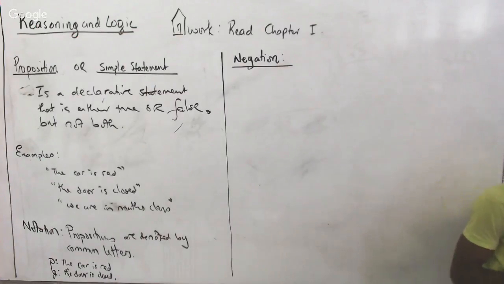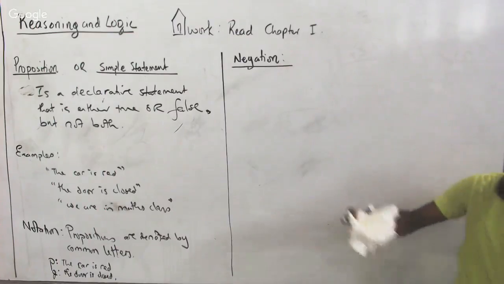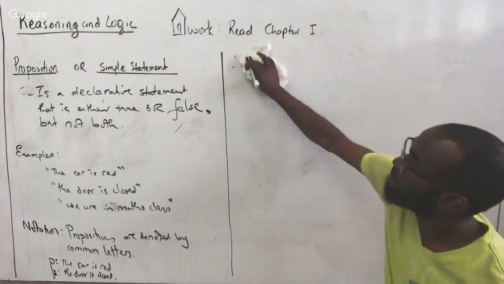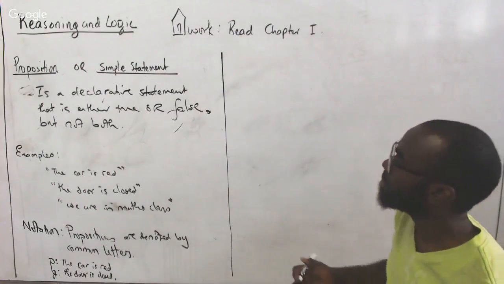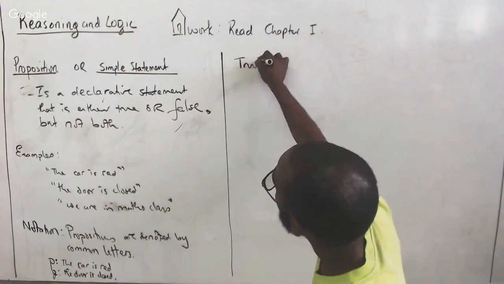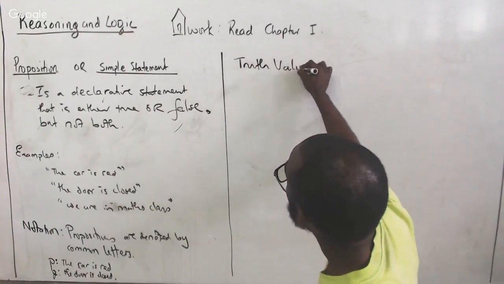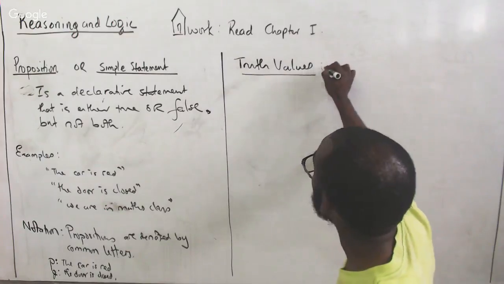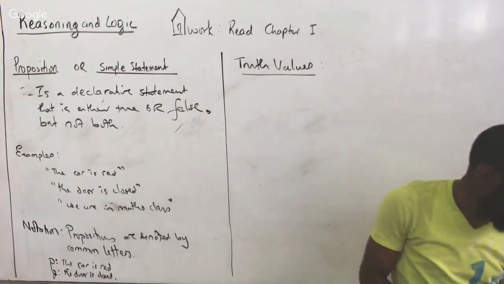That's the next thing that we need to, before I reach here, my apologies, before I reach negation. Truth values. And that's it.